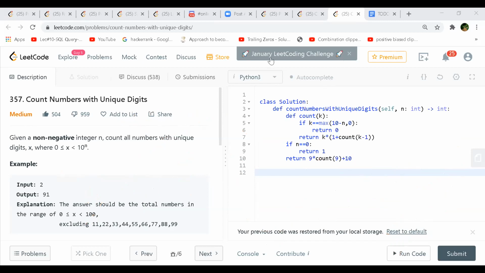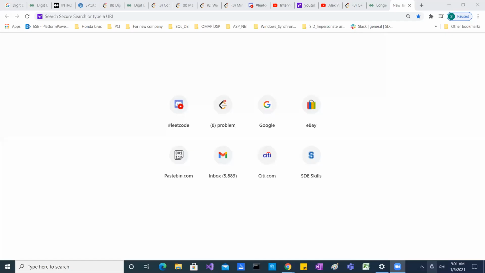So I'll just share the iterative version, a very quick one. Sorry, that's the wrong one. Give me a second.